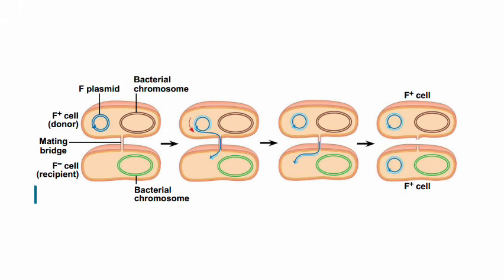So they are called F positive cells, with the capability to use conjugation as a means of gene transfer. Now, the donor is also called the F positive cell or the male bacterium, and the recipient is usually called F negative or a female bacterium.